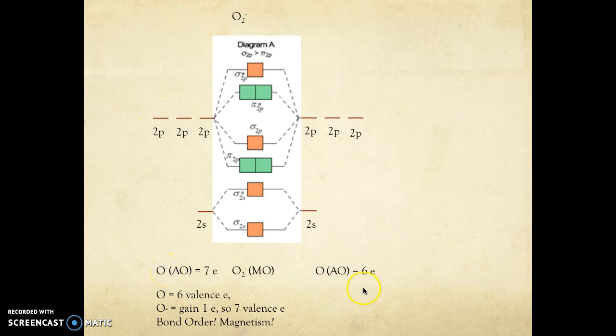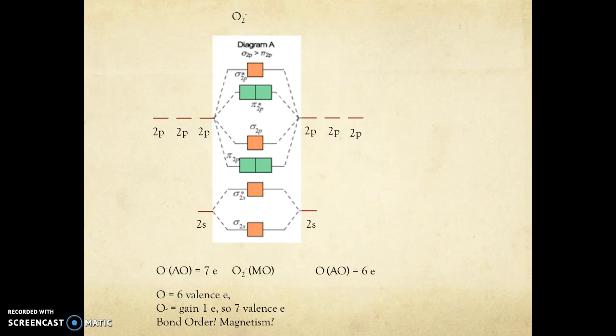So normally the valence of oxygen is 6 electrons. So we're gonna put those 6 electrons on the right hand side. And because we have an extra electron, we're going to go ahead and put that O minus with 7 electrons on the left hand side. Now it doesn't matter if I switch these two around or not, they'll be the same.